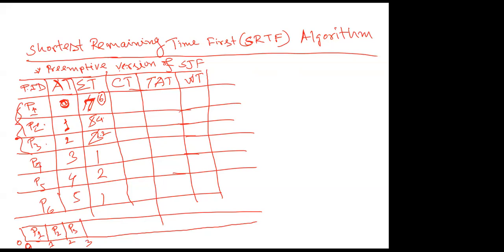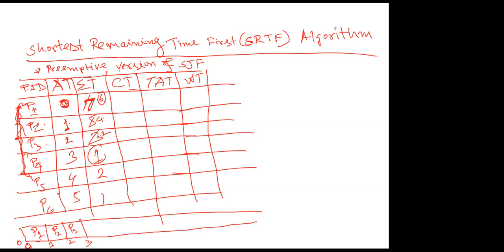Let's check after 3, how many processes are inside the RAM. The clock is now at 3, so 0, 1, 2, 3. At 3 time units, process P4 is also inside the RAM. So all 4 processes are currently inside the RAM. Among these, which needs the least execution time? P1 needs 6, P2 needs 4, P3 needs 2, and P4 needs 1. P4 needs the least execution time.